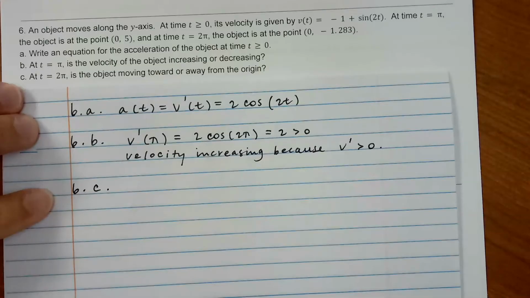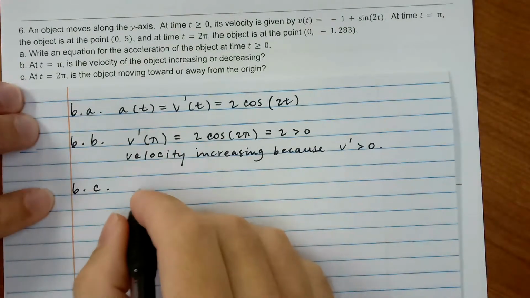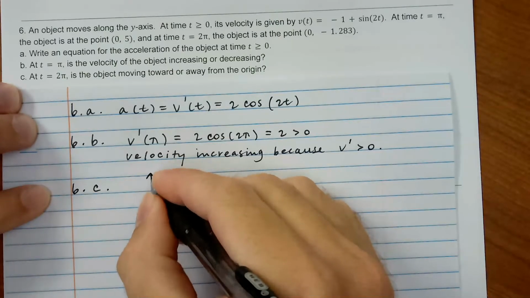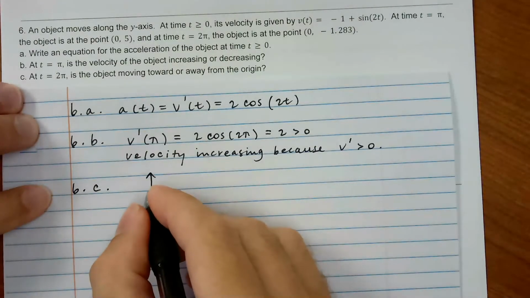Okay, that's what we're going to need to consider: the position and the velocity. And maybe we just draw ourselves a little diagram of that. At time t equals 2 pi, the object is moving along the y-axis. Draw this little y-axis here. At t equals 2 pi, the object is at the point 0, negative 1.283.